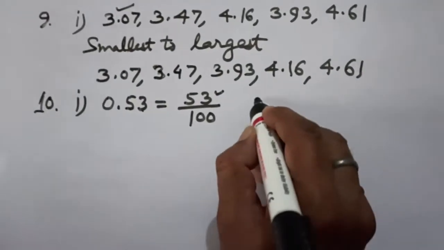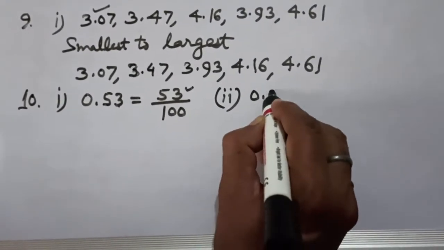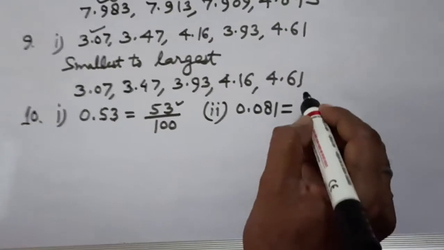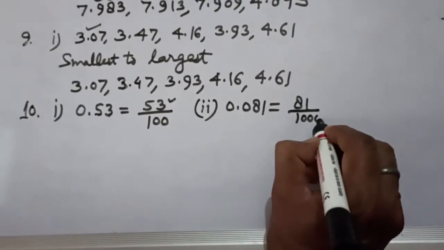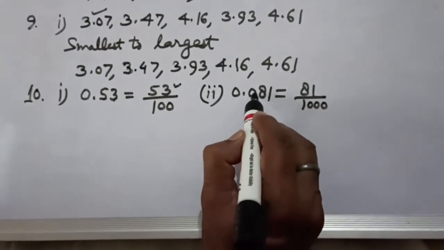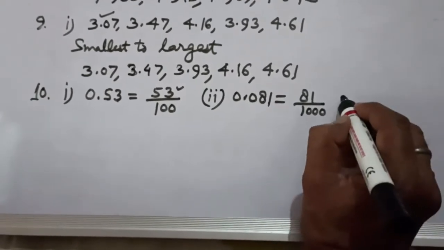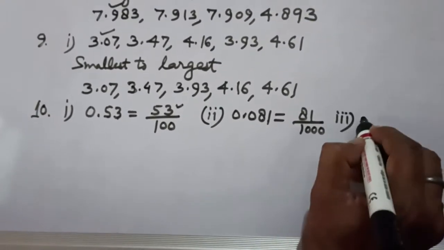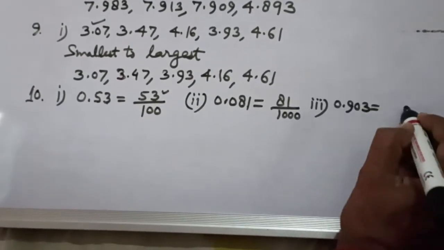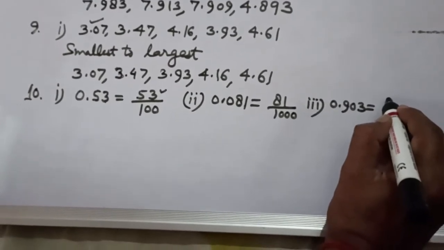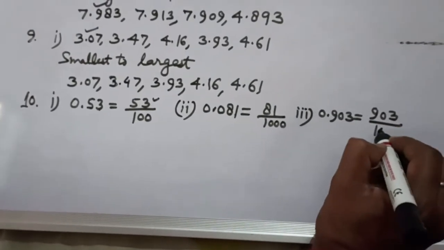Similarly, second part, 0.081. So it is 81 upon 1000, because in this decimal, 1, 2, 3, it is before three places. So it will be 81 upon 1000. Third part, 0.903, that is 903 upon 1000.